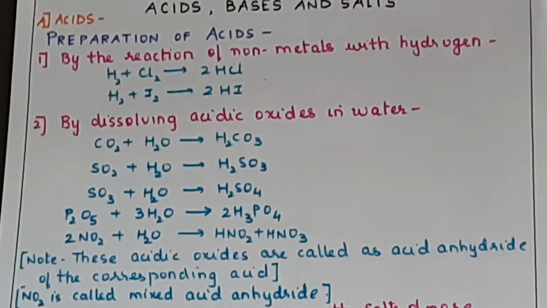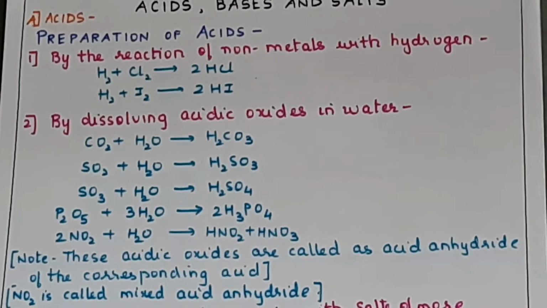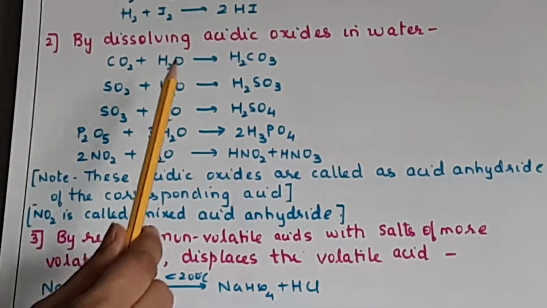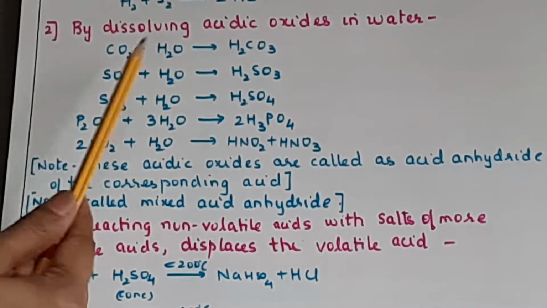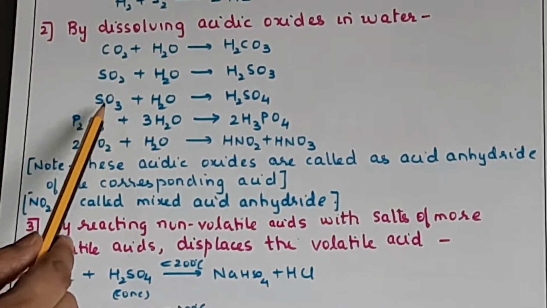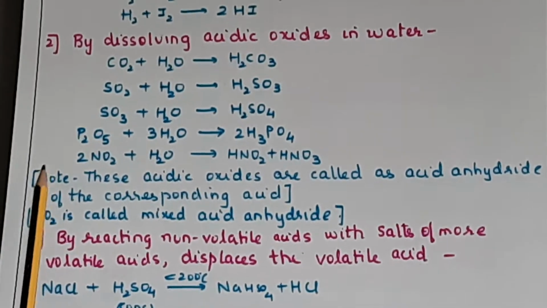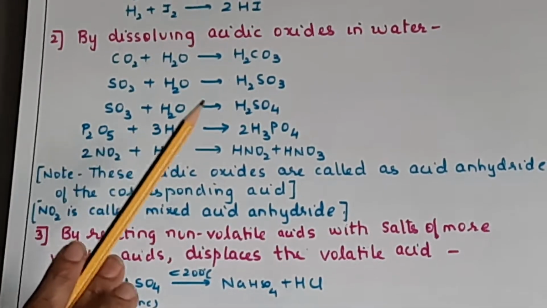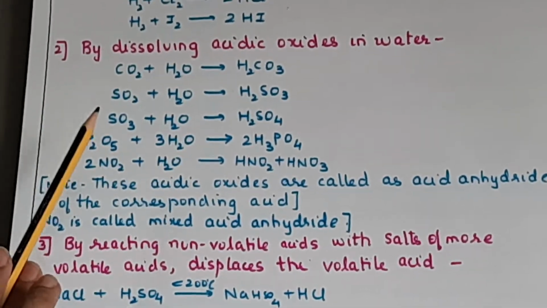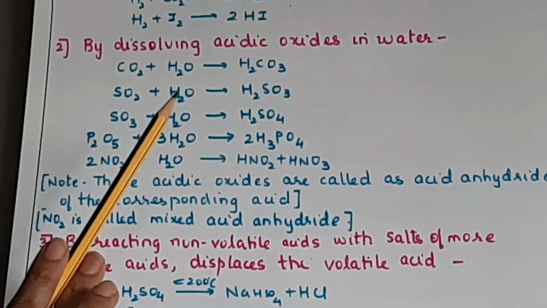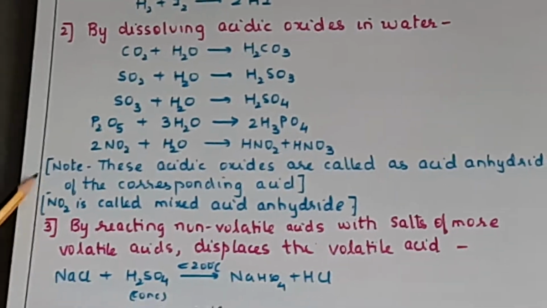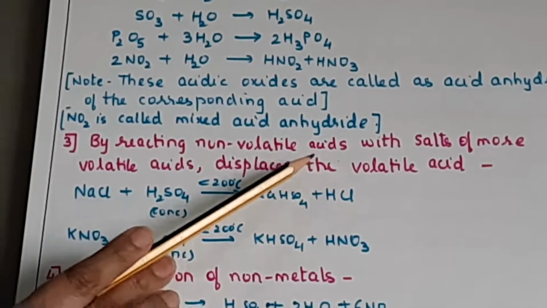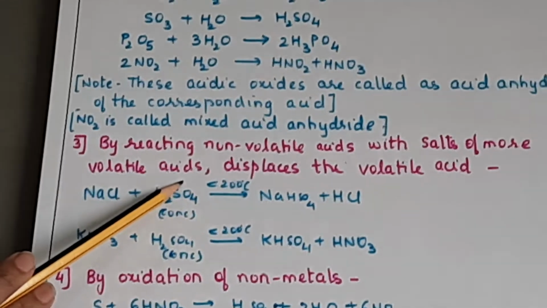Okay, is it clear? So you are supposed to remember this, because questions on this are asked many times. Choose the correct option: which of the following on dissolving in water will form an acid? Options may be CO2, SO2, SO3, and maybe CO, carbon monoxide. See, carbon monoxide will not dissolve in water to give you any acid. So that you are supposed to remember. Or even NO, nitric oxide, that also doesn't dissolve. So this is important.